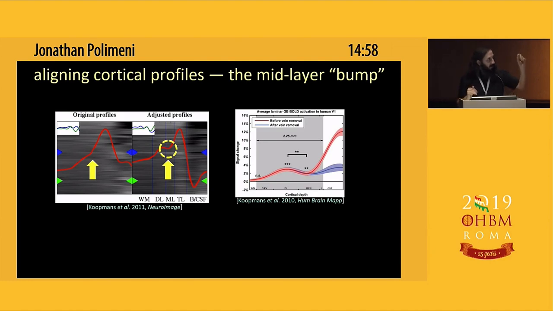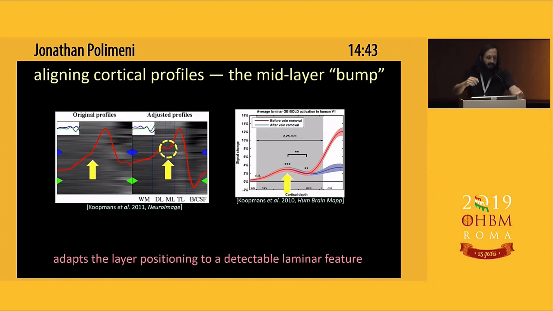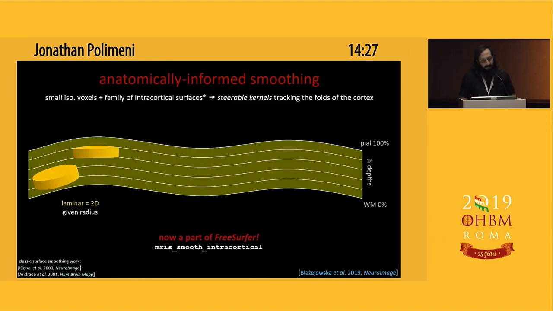In this case, he saw a nice little decrease in the baseline fMRI signal around the location of the stria of Gennari. And this allowed them to see increased activation within layer 4 in response to visual stimuli. So I really like this approach. It adapts the layer positioning to a detectable laminar feature, and doesn't require an estimation or prediction of the layer positions. Now we need to be careful not to apply this approach directly to the fMRI data itself. This would be a little bit circular, but I really like the idea of aligning the depth profiles to some sort of detectable anatomical feature within the data.